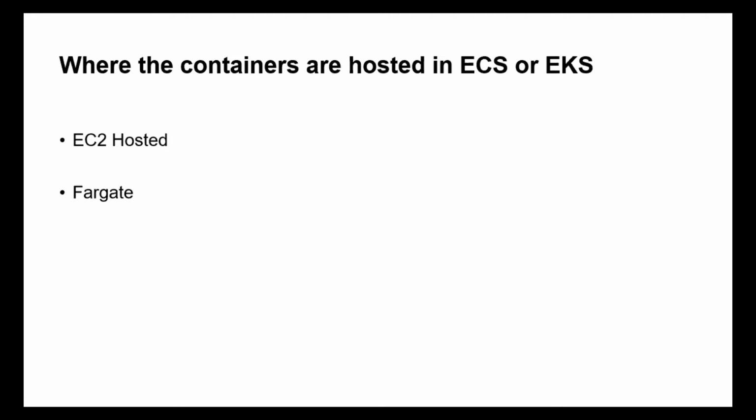Now, where are the containers hosted in ECS as well as EKS, the Elastic Kubernetes Service? There are two types of how you can host your containers within your ECS. One model is called the EC2 hosted, and the other one is called the Fargate model. So what is the difference between the EC2 hosted and Fargate model?